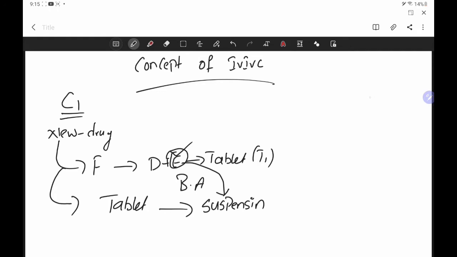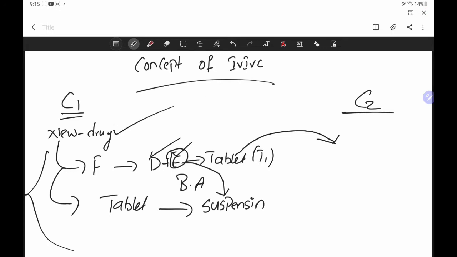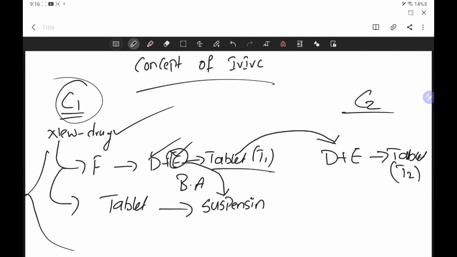Now let's say company C2 also manufactures the same tablet. When can it do that? By using the same drug, when the patent of this particular new drug of company C1 has expired. Because the patent has expired, company C2 will take that drug, add its own excipients and develop a formulation. Let's say that is a tablet. Company C1 has developed tablet T1, and C2 has developed a tablet, let's say it is T2.